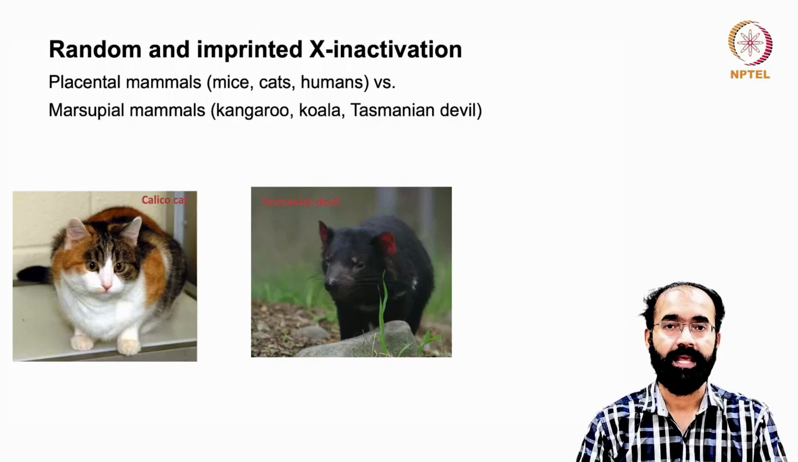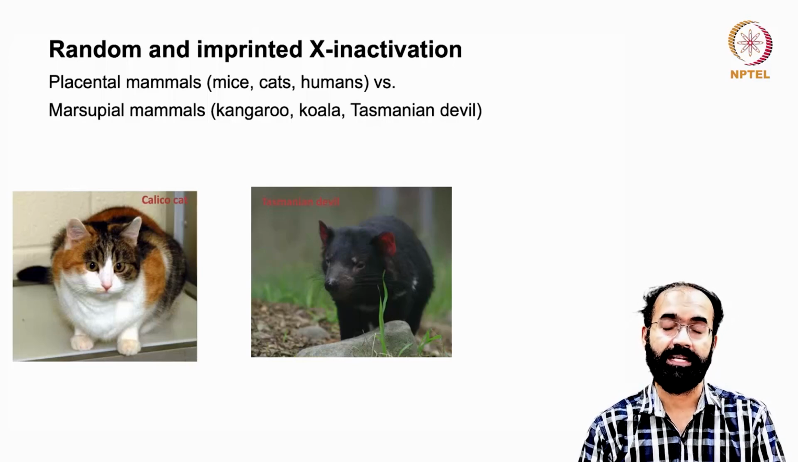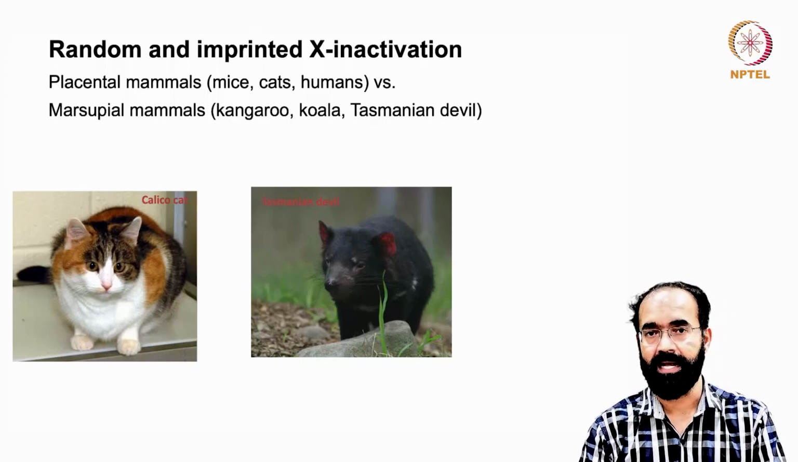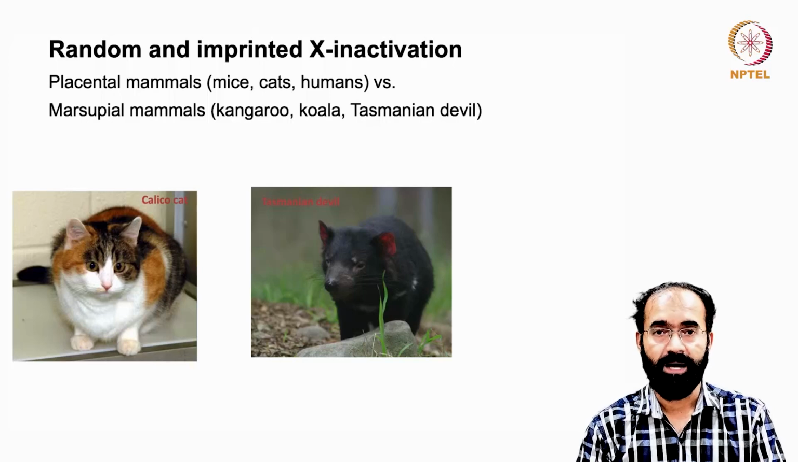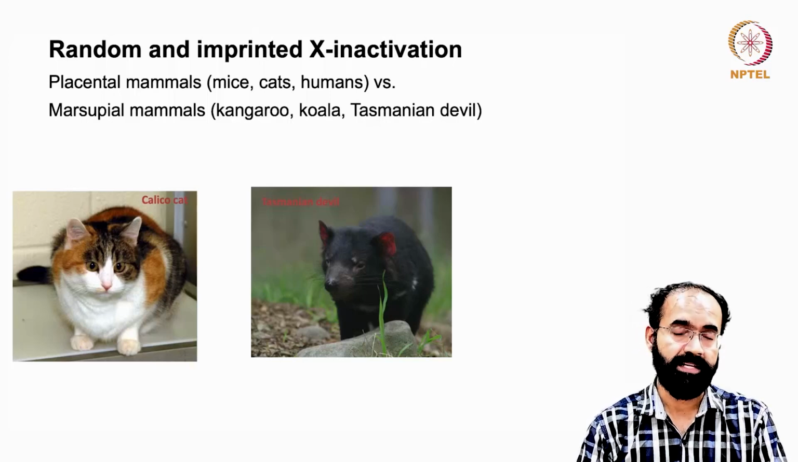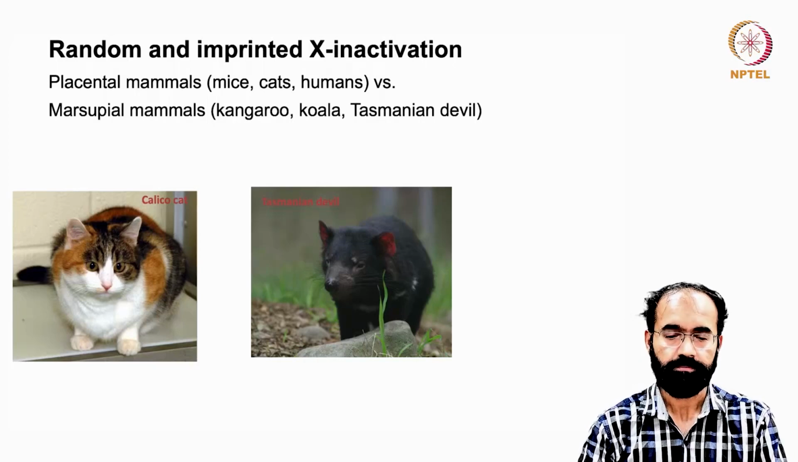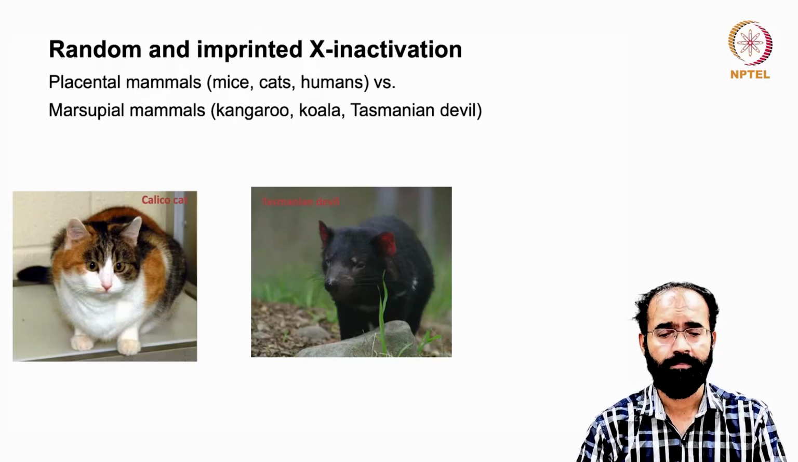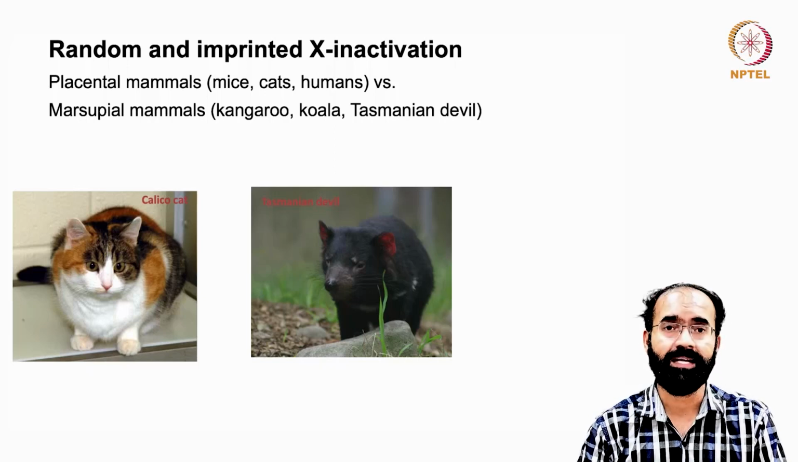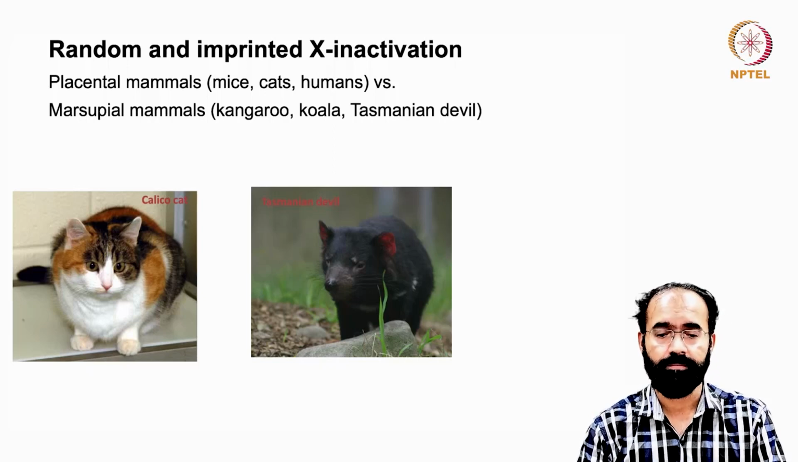Selection, in the sense that randomness is coming into the picture. It can be either the maternal or paternal copy that is made inactive, whereas marsupials follow a steady-state pattern of paternal X chromosome inactivation. Here is an example of a cat, which is called a calico cat.